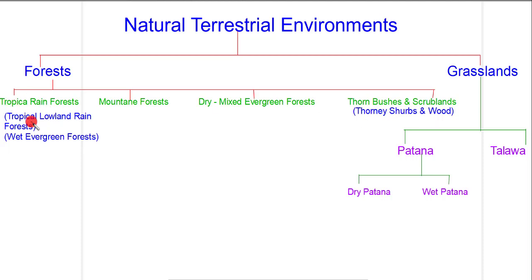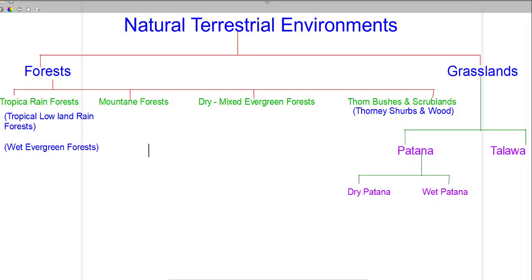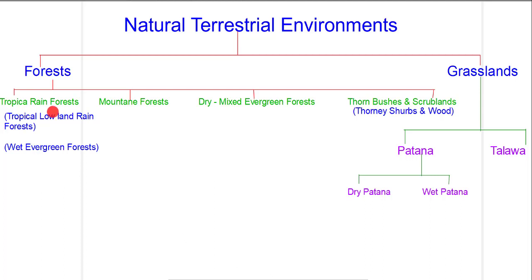And the tropical rainforest, we call it the tropical lowland rainforest. Or sometimes we call it the wet evergreen forest, for the same thing, the tropical rainforest. Normally we say tropical rainforest, and sometimes tropical lowland rainforest, wet evergreen forest. Mountain forest in Pidurutalagala, those areas, and the Sripada area forest. And the Anuradhapura-like area forest, dry mixed evergreen forest. And the Mannar, Hambantota area, thorn bushes and scrublands, normally called thorny shrubs and scrub.